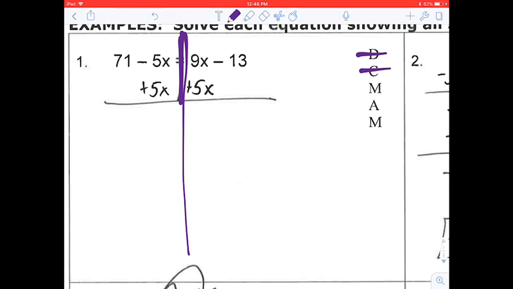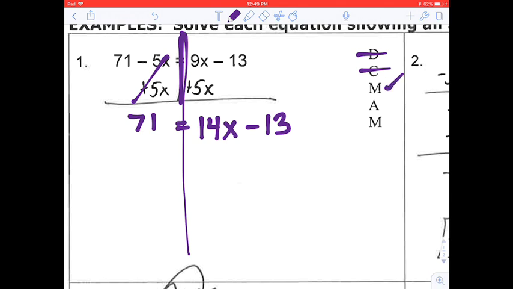So just like I would get rid of a number, here I have negative 5x on one side and positive 9x on the other side. I'd personally rather have positive numbers than negative ones, so we're going to get rid of that minus 5x. The opposite of negative 5 is positive 5, so we're going to add 5x on both sides. Negative 5 plus 5 is 0. It's gone from the left side of the equation and just leaves 71. On the right side, I have 9x plus 5, which is 14x minus 13. So now I have variables on only one side of my equation, and that's what I'm looking for.